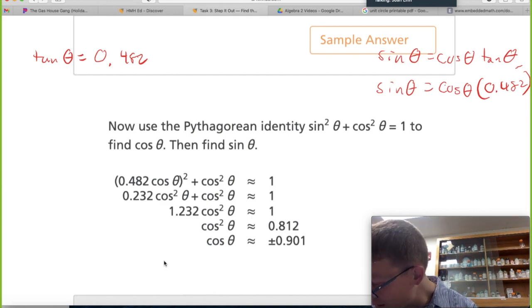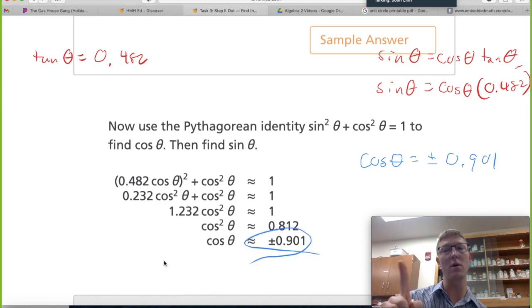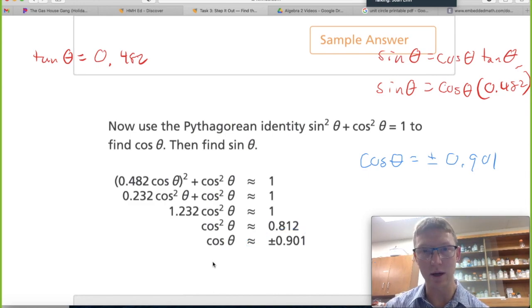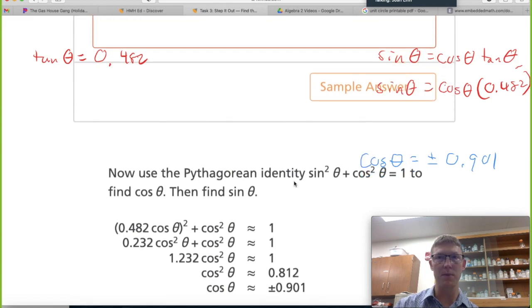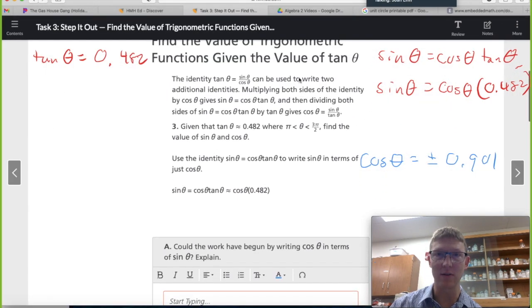So we've got cosine of theta is equal to plus or minus 0.901. We're not done yet, because this is not the right answer. Only one of those is the right answer. So that's what we've got to figure out next. Remember up here in the problem, they gave us where theta is in between pi and 3 pi over 2.